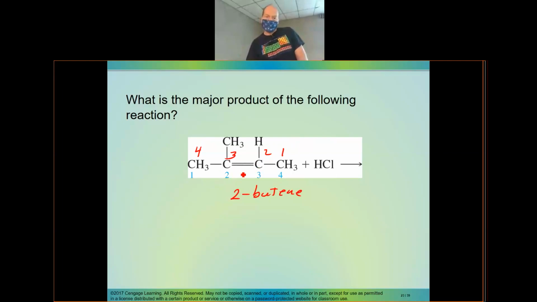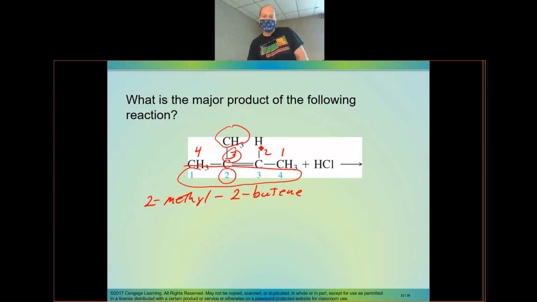Now it matters. So we either put a 2-methyl-2-butene, or we would put a 3-methyl-2-butene. The rule is the lowest numbers possible. And so 2, of course, is lower than 3. And so this is a 2-methyl-2-butene. Now you would say, what about cis and trans?